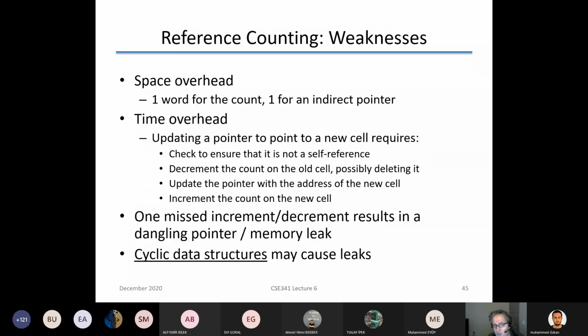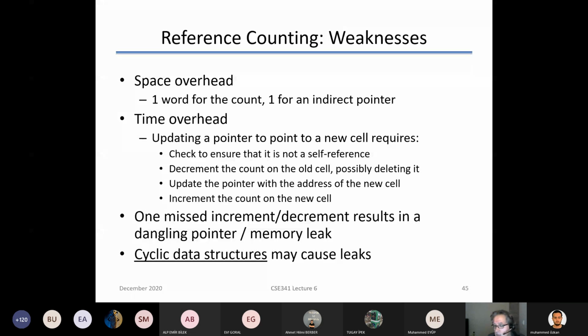The weaknesses are space overhead: some sort of a counter is required, maybe one byte, I don't know how many bytes you need. You also have a time overhead. Each time you do this, you have to decrement and check to ensure that it's not a self-reference, decrement the count of the old cell, possibly deleting it and so forth. So every time you do an allocation, you have some overhead. And one missed decrement results in a dangling pointer or a memory leak. So this is very bad.